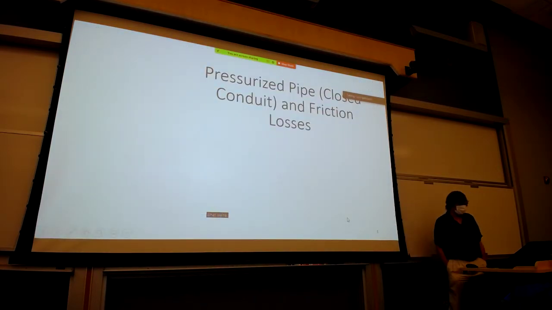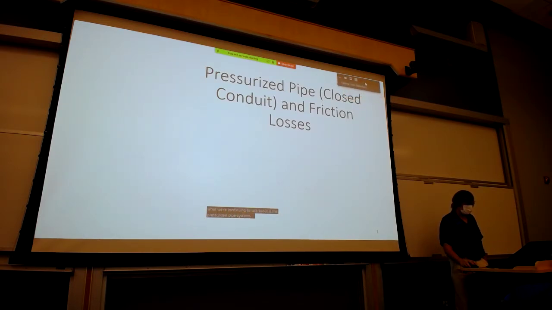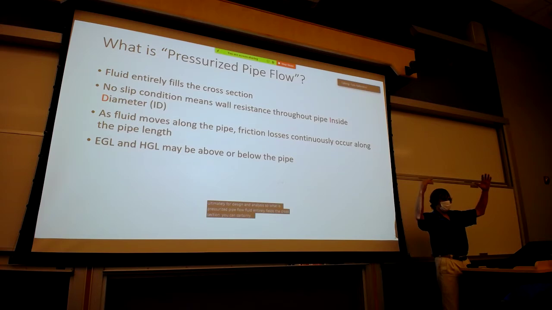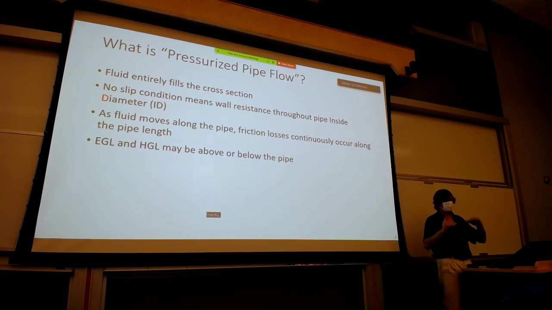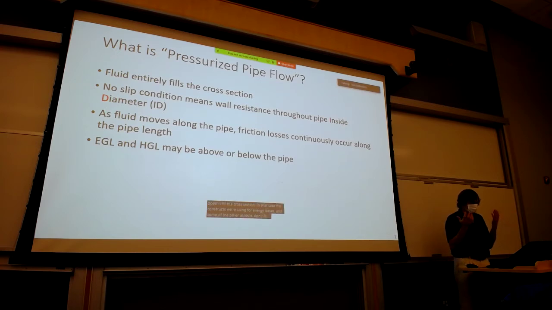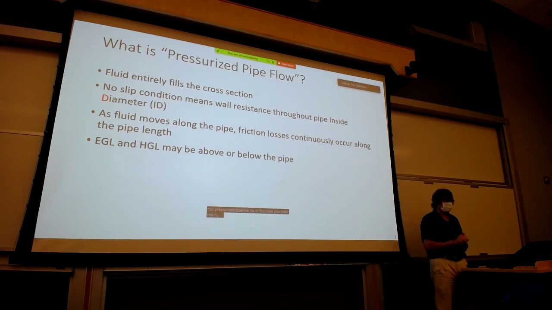What we're continuing to talk about is the pressurized pipe systems and how we use these ultimately for design and analysis. So what is pressurized pipe flow? The fluid entirely fills the cross-section. You can certainly have a big pipe like a culvert where the fluid doesn't fill the cross-section. In that case, the constructs we're using for energy losses and some of the other aspects don't fit, because that's not pressurized pipe flow. So in this case, you have the fluid entirely filling the cross-section.